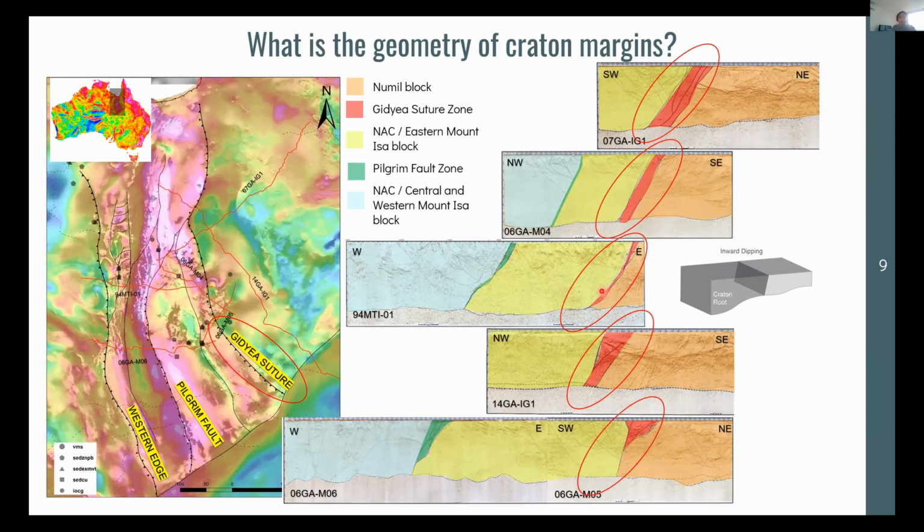And the other structure that we identified is Pilgrim Fault. Pilgrim Fault is mostly known as an upper crustal scale structure, but based on our interpretation it is a crustal boundary between the east side and central side of Mount Isa, and it also has a west dipping structure. I don't talk much about the Western Edge Fault because it's mostly where the margin of Mount Isa is linked to the other side. But what I'm mostly interested in is this side.